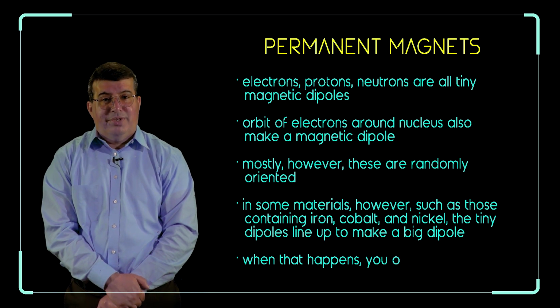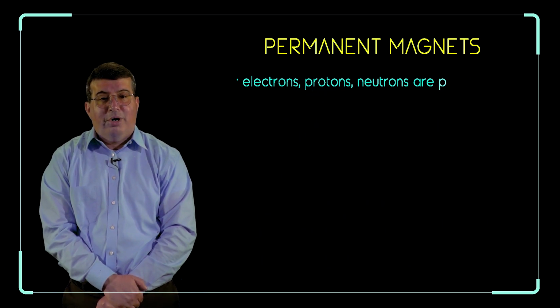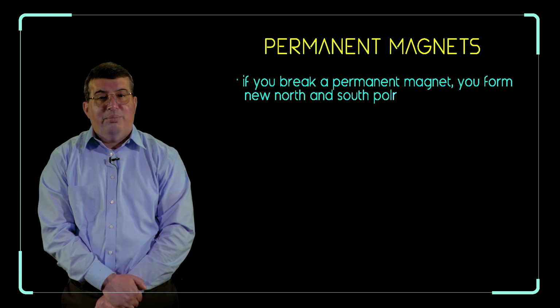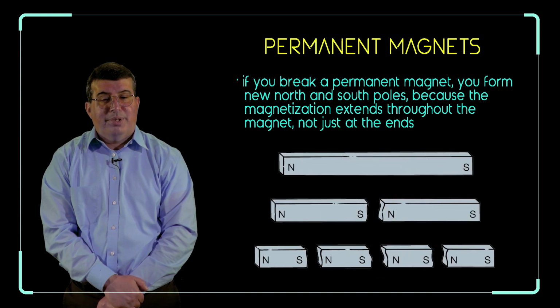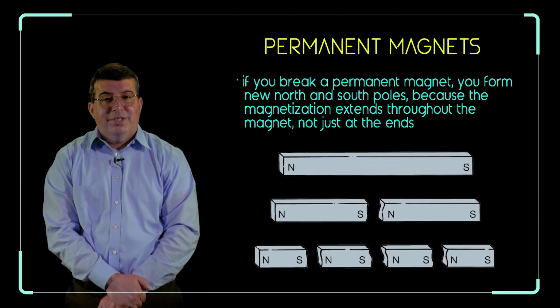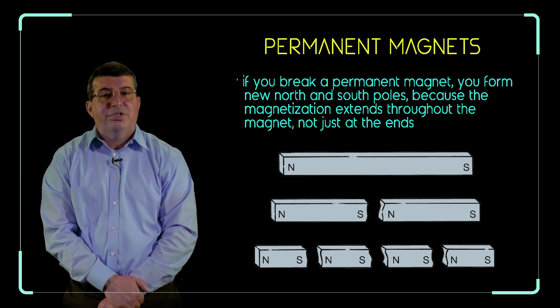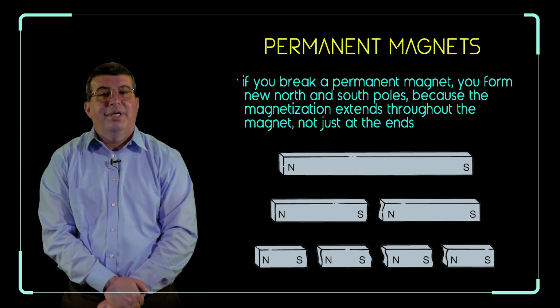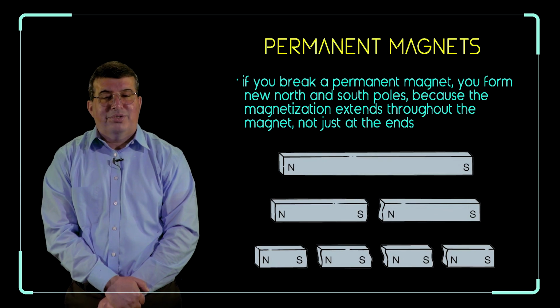So the consequence of this is that if you were to break a permanent magnet, you would actually form new north and south poles because the magnetization extends throughout the magnets. It doesn't just originate from the ends. Let me do a demonstration to show this to you.